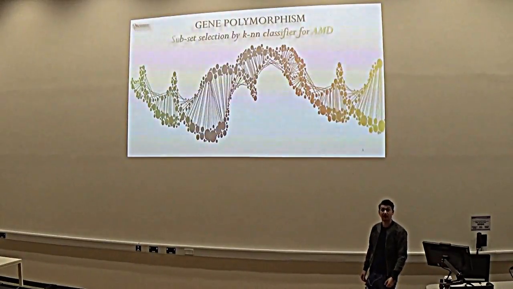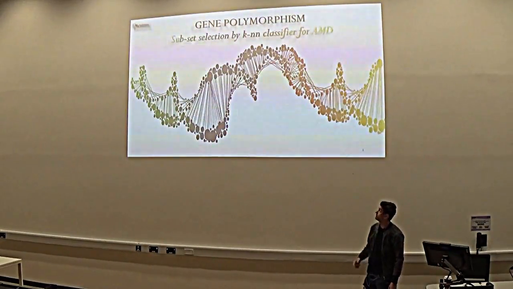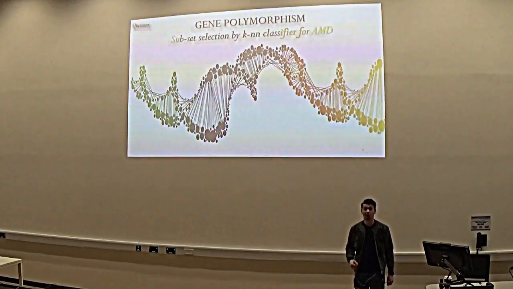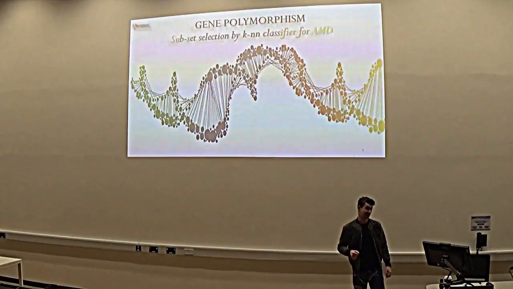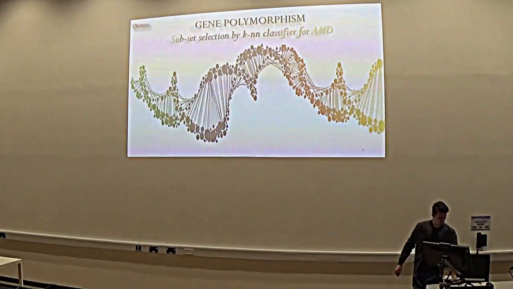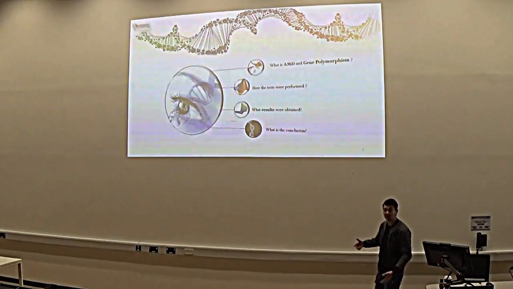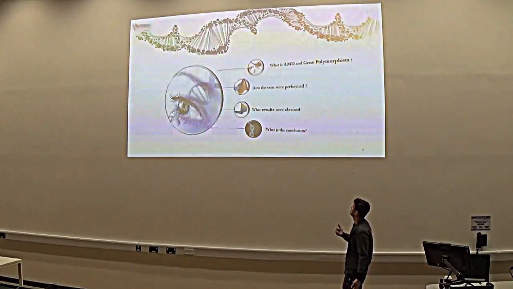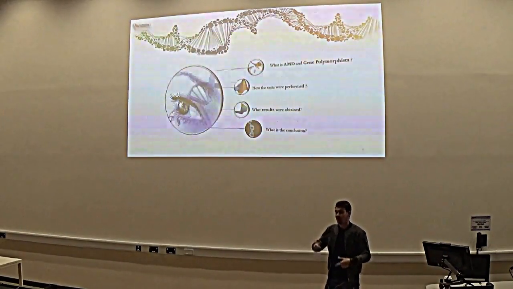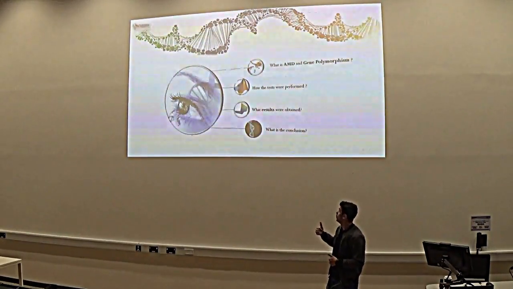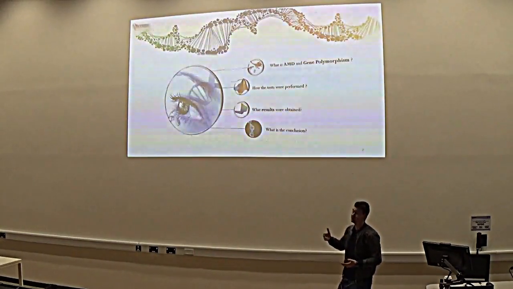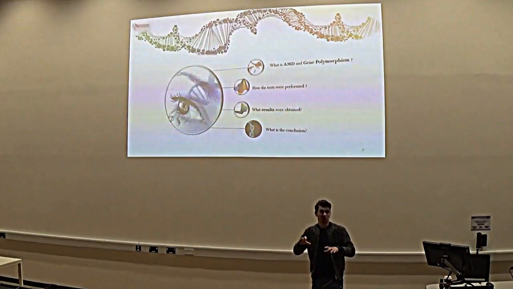My name is Alex, and I'm going to discuss gene polymorphism, substation by chemical classifier for age-related macular degeneration. Today I want to discuss what age-related macular degeneration is, what gene polymorphism is, how the test has been performed in order to obtain the results, and at the end I'm going to conclude everything.